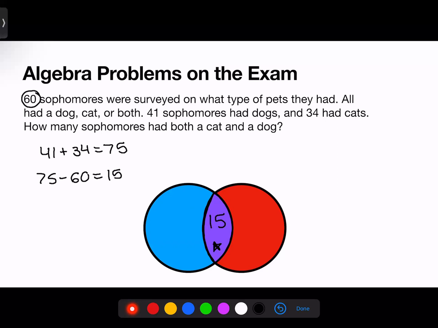If the problem asked how many sophomores only had dogs, we would subtract the 41 total dog owners minus the 15 that had cats and dogs. That would get us the answer of 27, I believe. So 27 would have only dogs. We could do the same process for the cats as well to completely fill out the Venn diagram. Now, let's look at other word problems you may see on the exam.